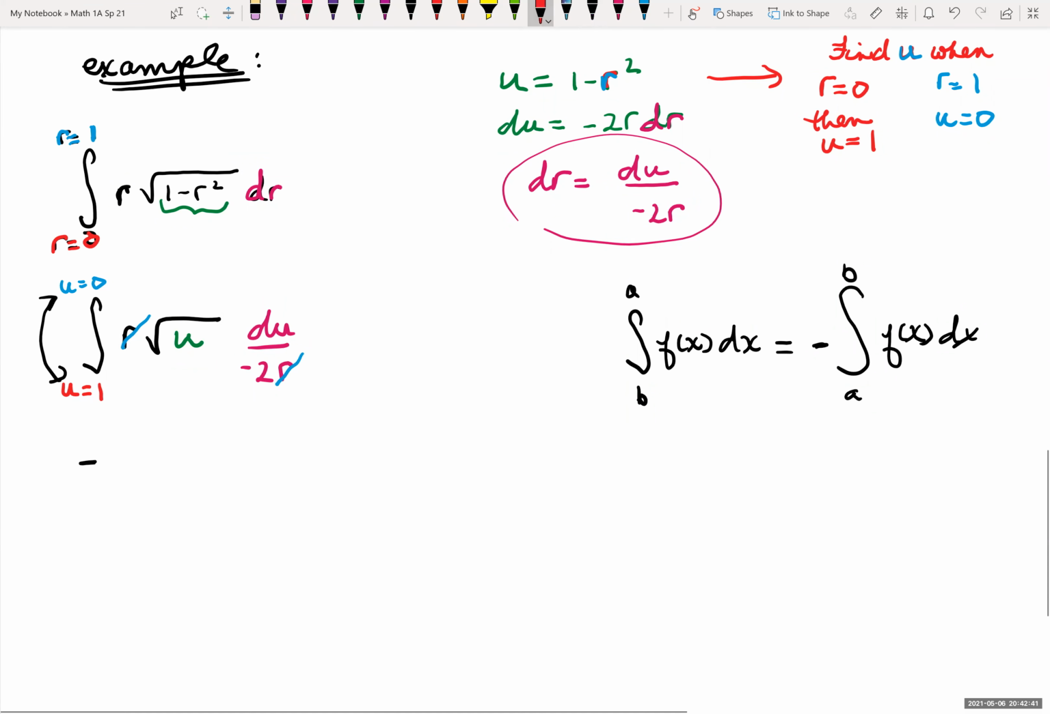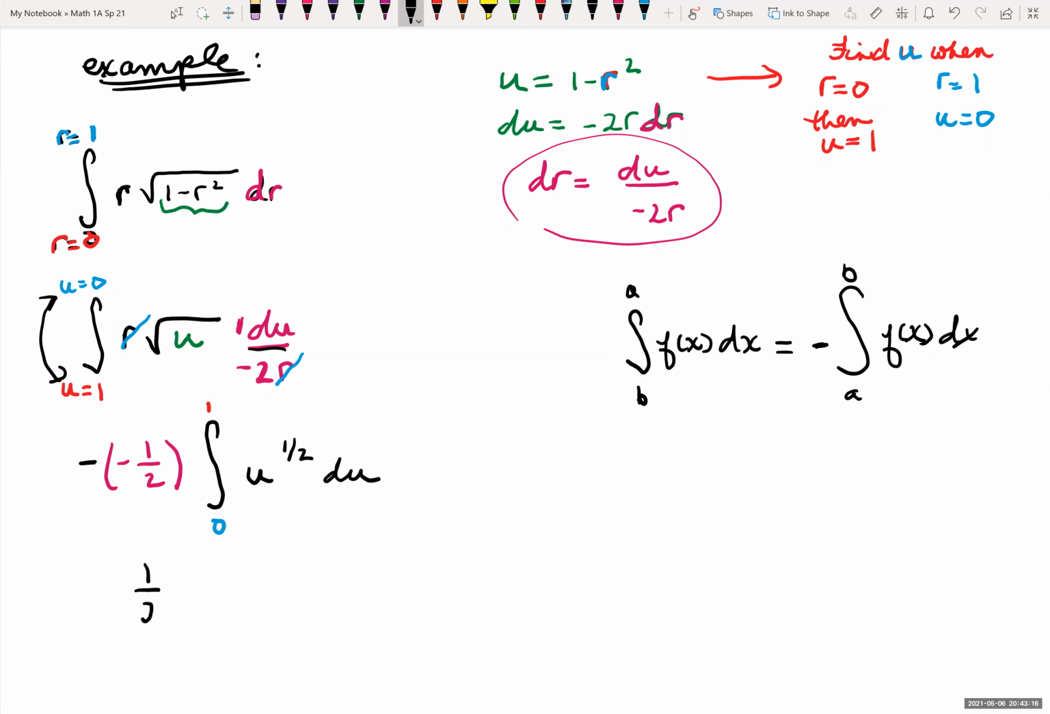But I'm also bringing out a negative 1/2. So minus 1/2 of my integral. My bounds are flipped now. So u equals 0 to u equals 1 of the square root of u. But in order to integrate that, we want that as a power. So we can write that as u to the 1/2 power. And then we're just left with du. Okay, so negative of negative 1/2 is 1/2.